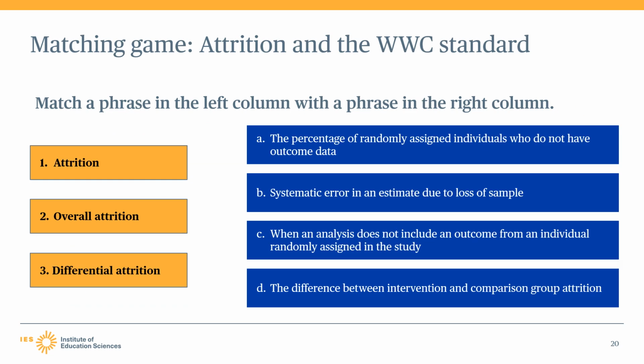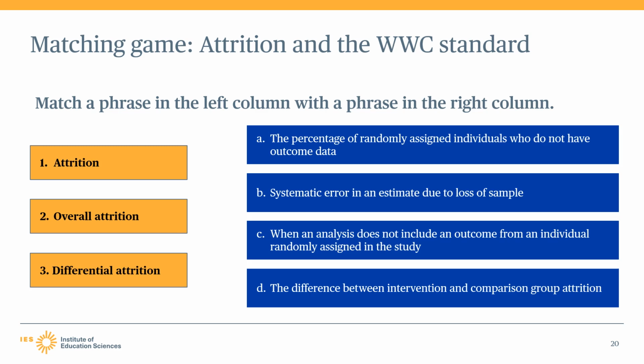We have a matching game to help you practice what you've learned. In this game, you will match a term in the left column with a phrase in the right column. The first term listed in the left column is attrition. The choices are A. The percentage of randomly assigned individuals who do not have outcome data. B. Systematic error in an estimate due to loss of sample. C. When an analysis does not include an outcome from an individual randomly assigned in the study. Or D, the difference between intervention and comparison group attrition. Which phrase matches the term attrition? Feel free to pause the video at this point so you can read through the answer choices first.